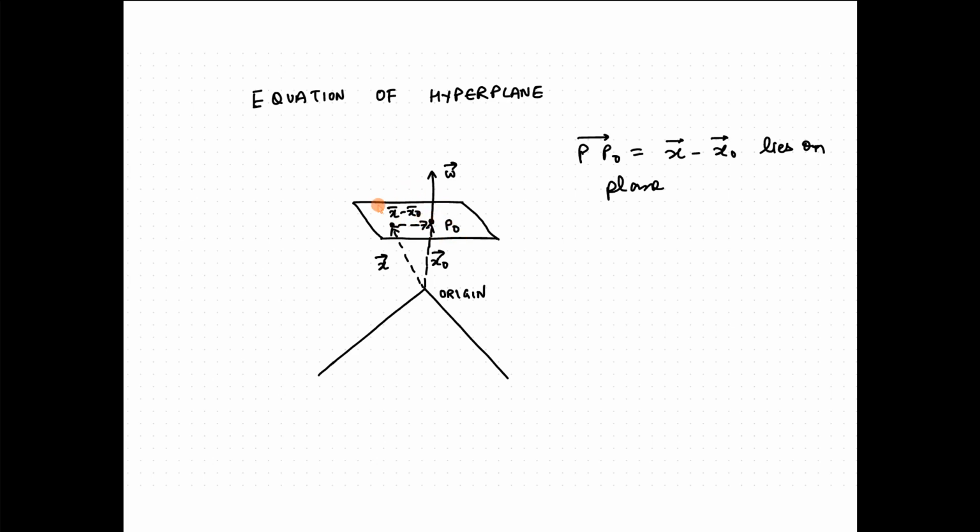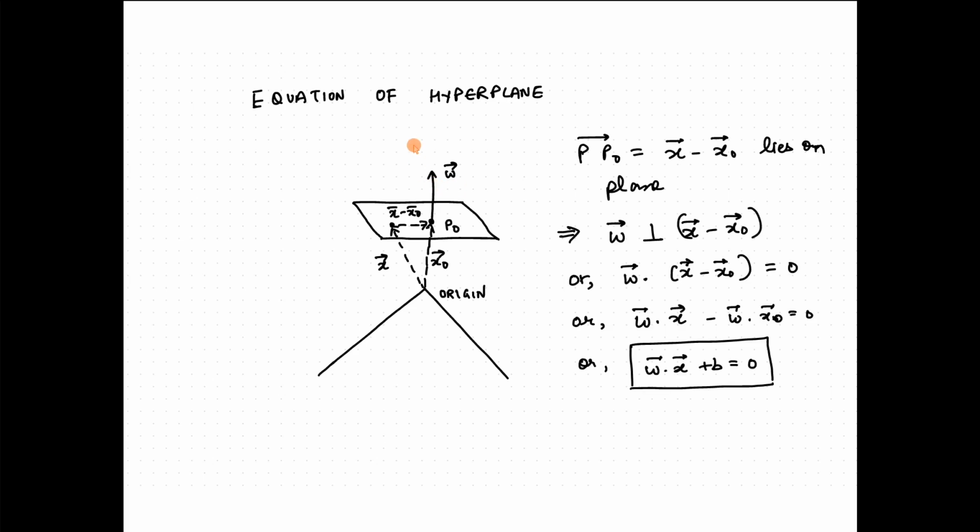And what can you say about this vector P naught P? Can you say that it lies on the plane? Yes, you can say that. And we've already seen that the w vector is perpendicular to the plane at P naught. So what kind of relationship exists between the x minus x naught vector, which is the P naught P vector, and the w vector?